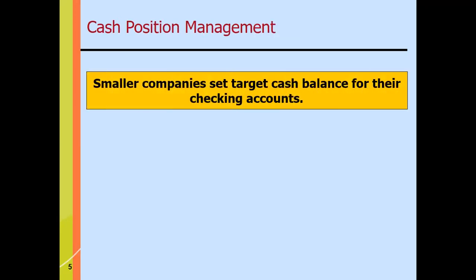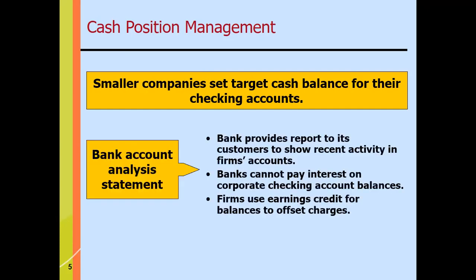Then cash position management, as a continuation, would involve the following. Smaller companies set targets, or target cash balance, for their checking accounts. Checking accounts have, again, checks being kept, as opposed to savings accounts. Then here's another one. Normally, banks provide us bank statements on a monthly basis, and we can do some analysis about the transactions. Nowadays, since we have online portals and online bank accounts, it would be easier for the company to be able to trace such.